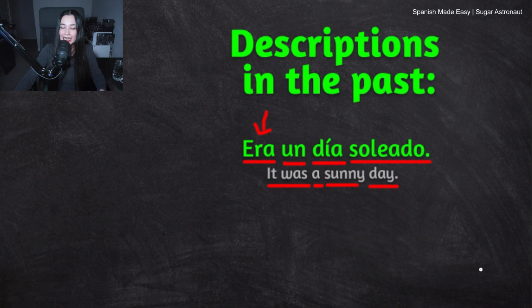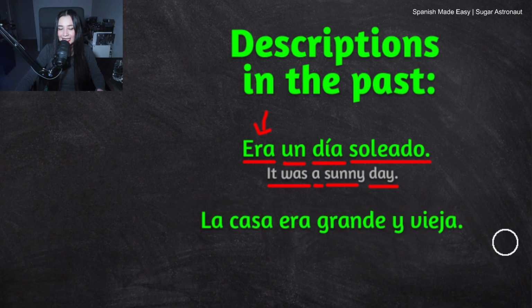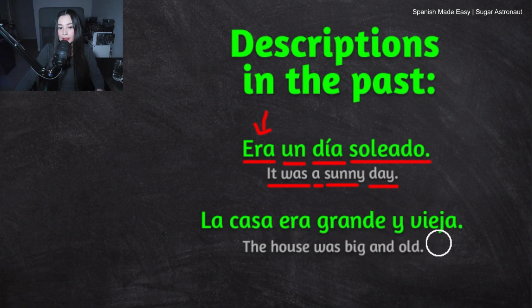Now, let's look at another example. La casa era grande y vieja. The house was big and old. That's the meaning of this sentence. Where is el imperfecto? Right here. We have era again. La casa era grande y vieja.